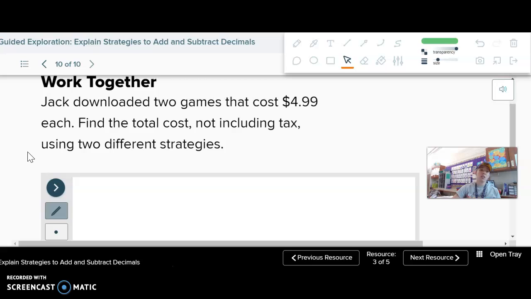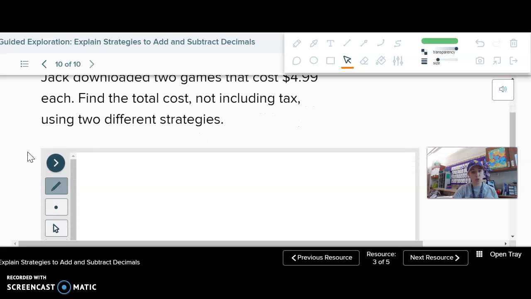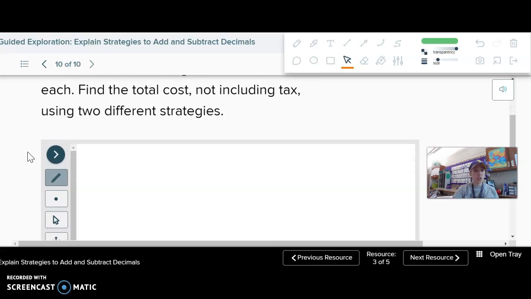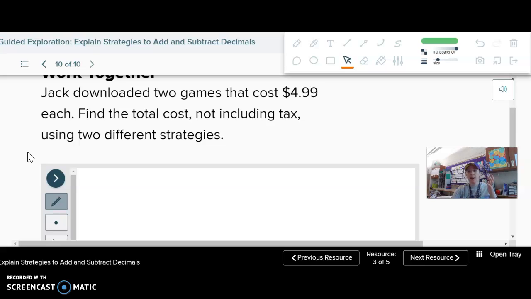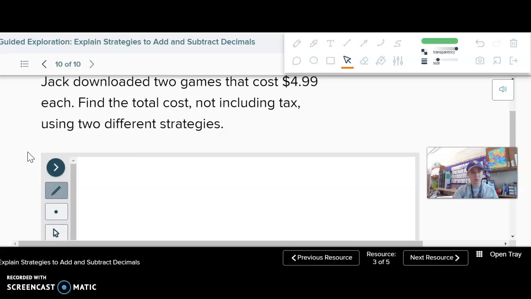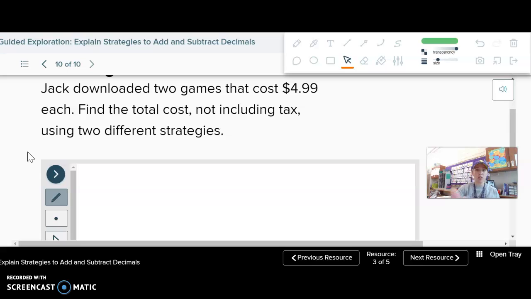All right. Jack downloaded 2 games that cost $4.99 each. Find the total cost, not including tax, using 2 different strategies. We'll just do one. You can pick the one you want. I'll go through this one with you and not have you do it. First, though, I want to estimate and say, okay, $4.99 is really close to 5, right? If there's 2 games that are each $5, I know that's going to be $10. So I know my answer better be close to 10. If it's not, I probably did something wrong.